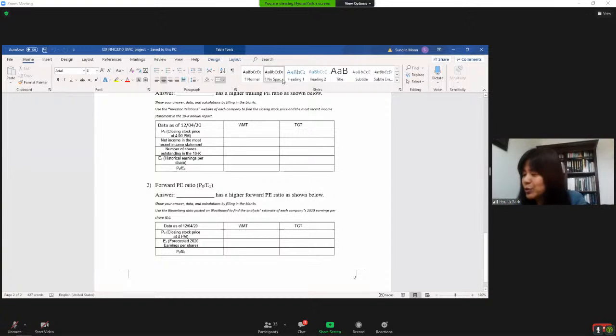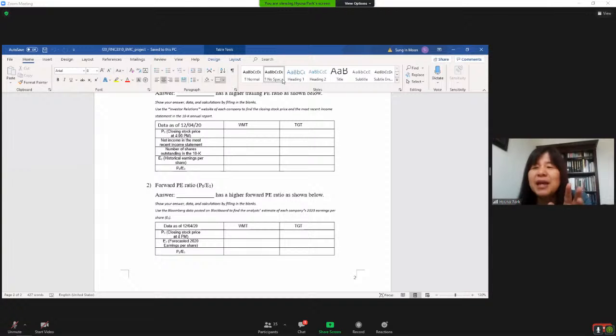So I want to use this project, this is an experiential learning project. Using this Walmart and Target example, I'm trying to give you an experience of applying your knowledge to the real world, real stock market movements. So that's one of the learning goals in this project.